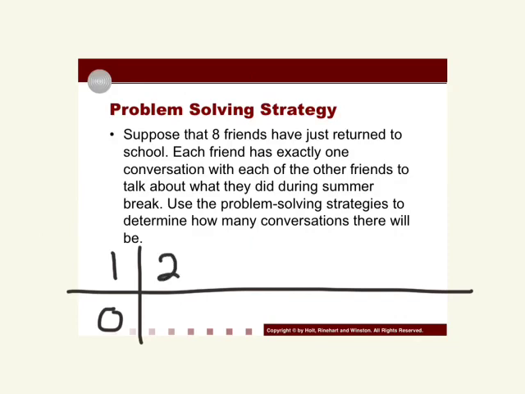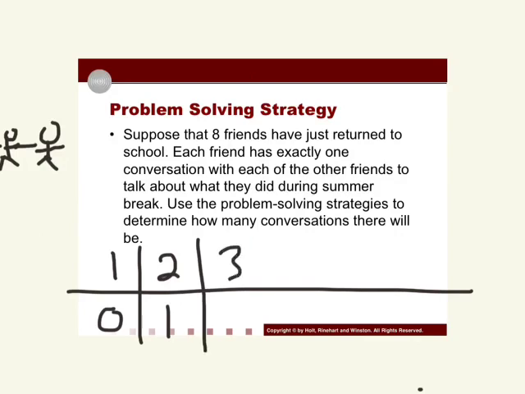If there's 2 people, think about this. I'm a good artist here. I'll draw a couple stick figures. We got person 1 and we got person 2. If they talk to each other, how many conversations would there be? 1.